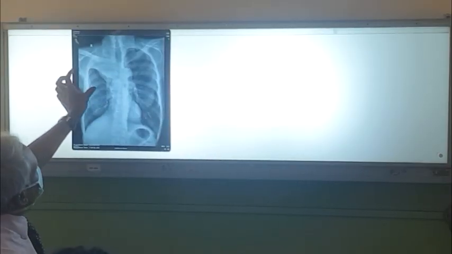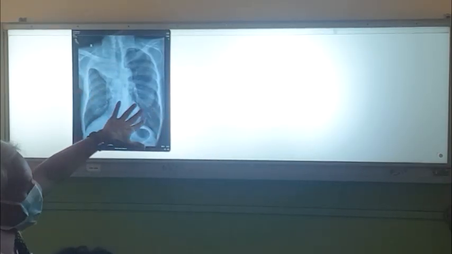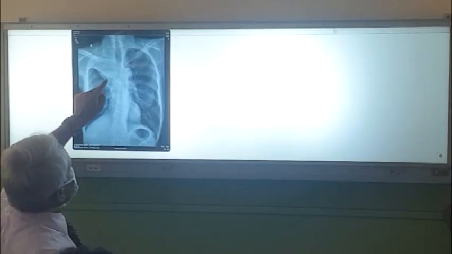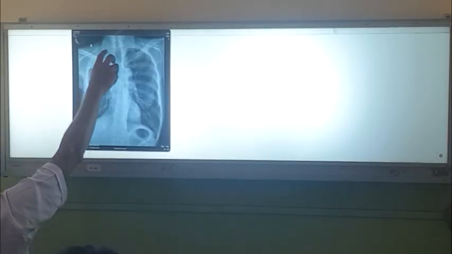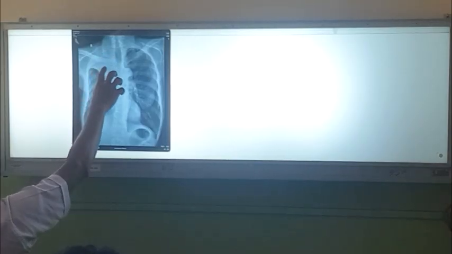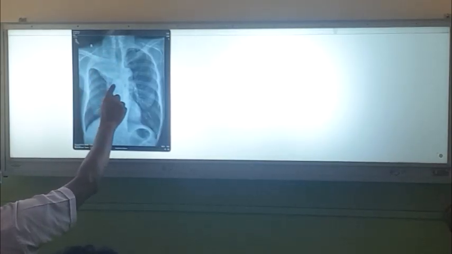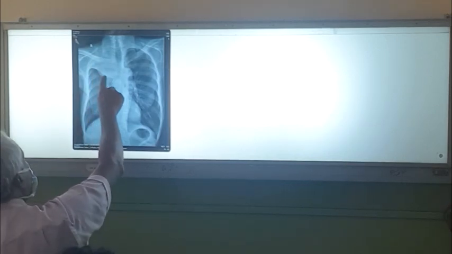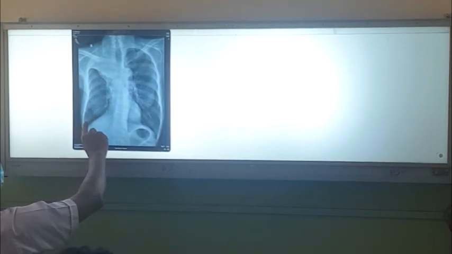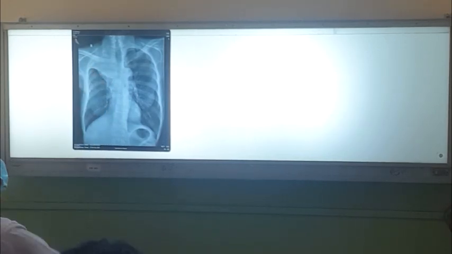So this is what happens in right upper lobe collapse. So this is a mass lesion causing right upper lobe collapse. And this is the transverse fissure. It should be 1, 2, 3, 4, 5, 6. It should be here, right? So because the right upper lobe is collapsing, this is the hypoinflated middle and lower lobe. So this is a collapsed right upper lobe.